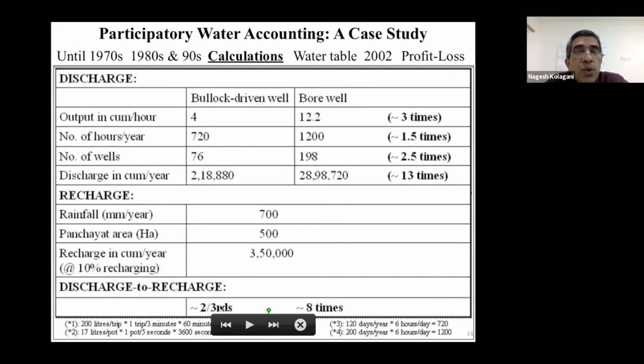So, if you do a thumb rule estimate of discharge to recharge, you can see that in the past it was the same order of magnitude, 2/3 discharge by recharge. Whereas in the 80s and 90s, it went up by one order of magnitude, almost 8 times. So if your household expenditure is 8 times your income, how long will your reserves last?